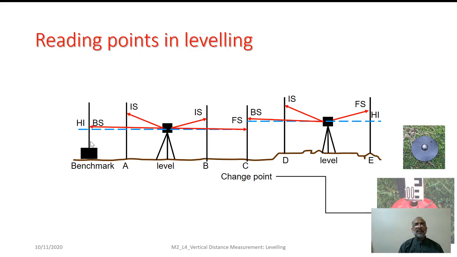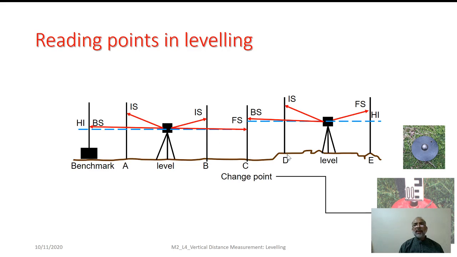So here what you see is nothing but the schematic diagram showing all the kind of the readings. So this is the terrain on which we are carrying out the leveling work. This is the first station, which is nothing but the benchmark. So up to this particular line of sight, line of collimation, the reading taken on the point of known elevation, which is nothing but the benchmark, is nothing but backsight reading. Whereas in between, we take the reading at station A, station B. Hence, these are termed as intermediate sights.